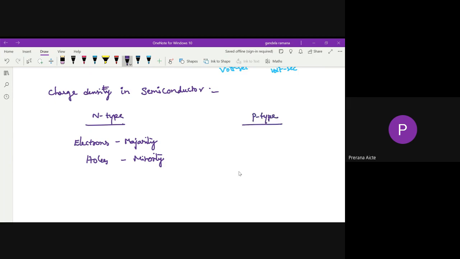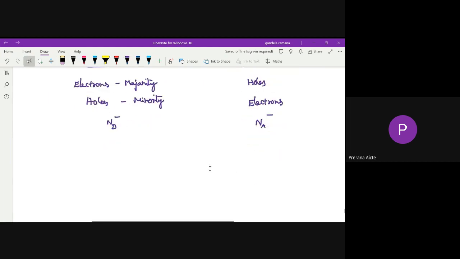What are the majority carriers? Holes are majority carriers. Electrons are minority carriers. In P type, it is called the acceptor ion. In N type, it is called the donor ion. So both are electrically neutral.